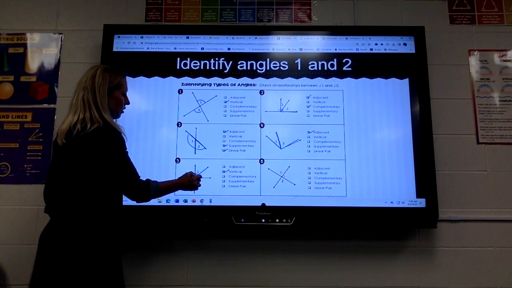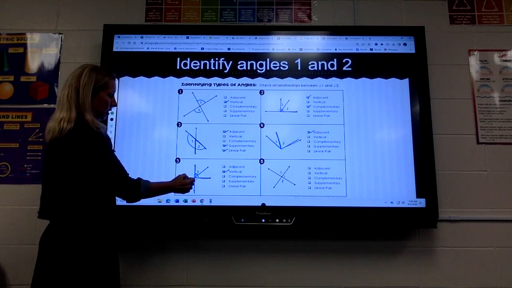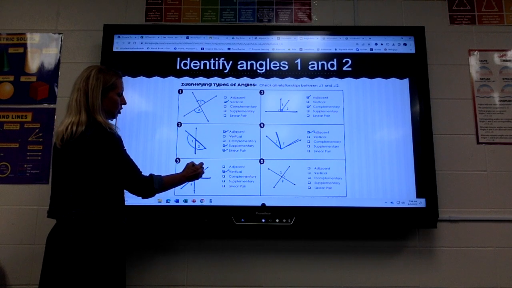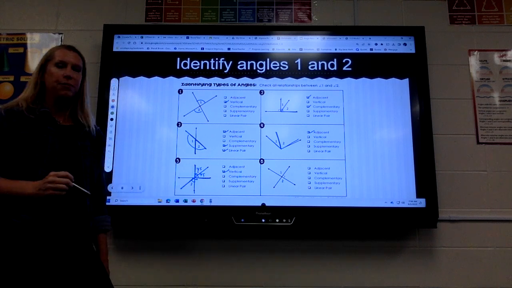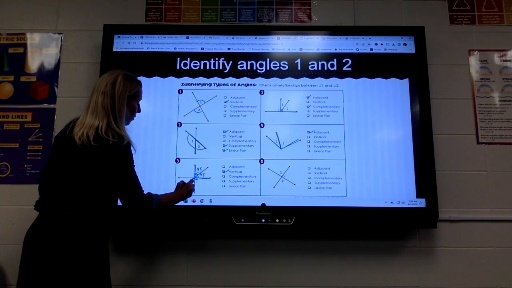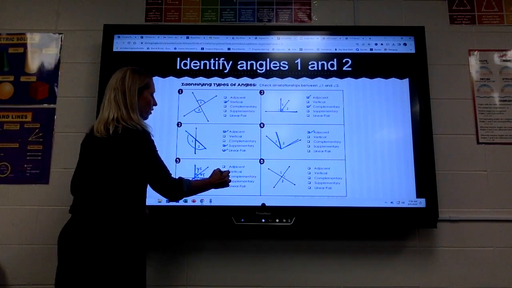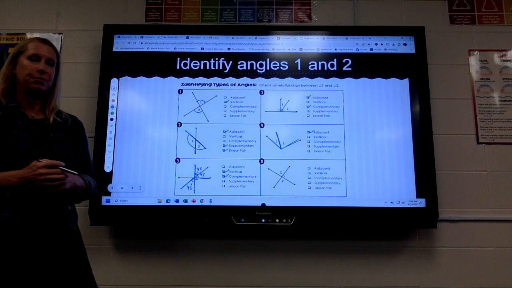Since these two angles are equal and they add to 90, because this is 90, that would make each of those angles 45 degrees. And we know that vertical angles are equal, so angle 2 would be 45 degrees, and 45 plus 45 is 90, so they would be complementary.